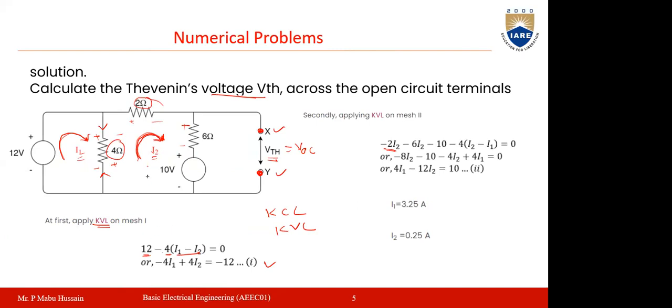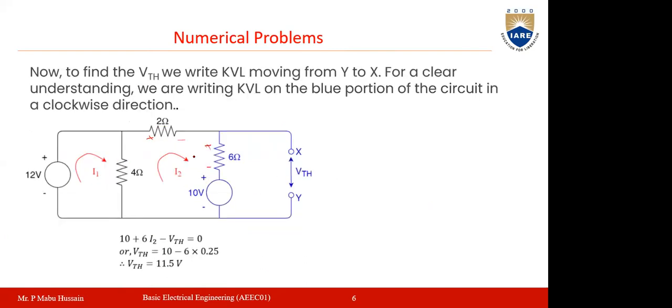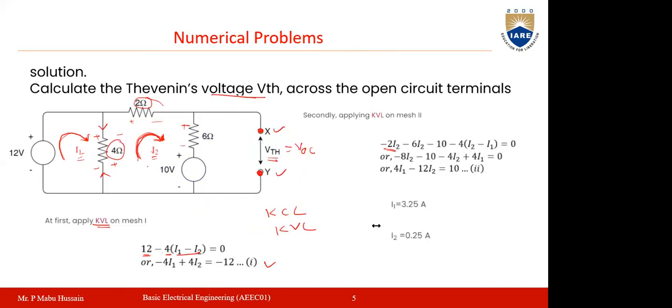Okay, so you apply the KVL here in the second loop. According to the direction of current, you have to assign the positive and negative polarity. If you observe, the current is flowing from positive to negative in all the elements, so the sign will be negative for all the elements.